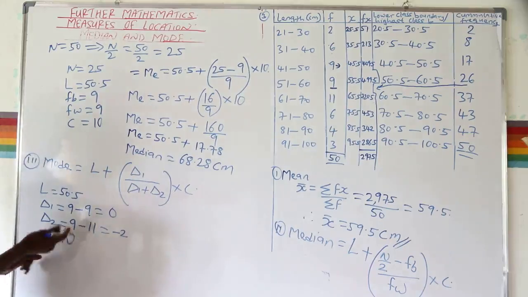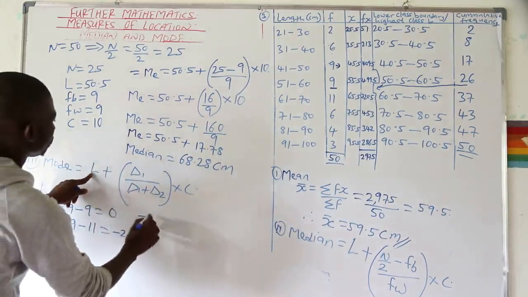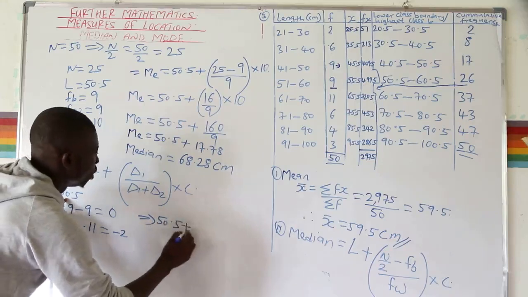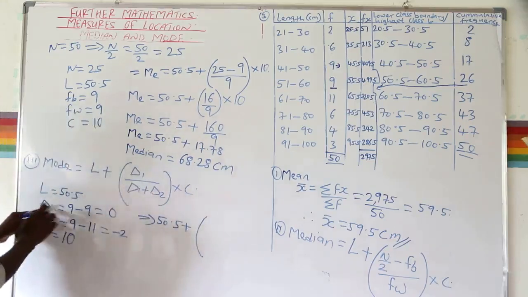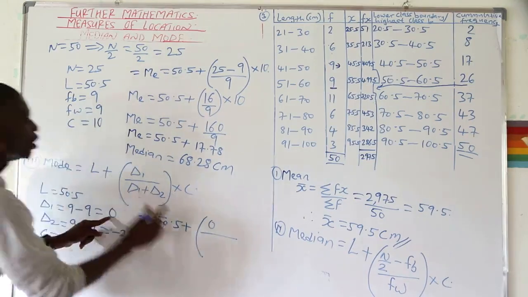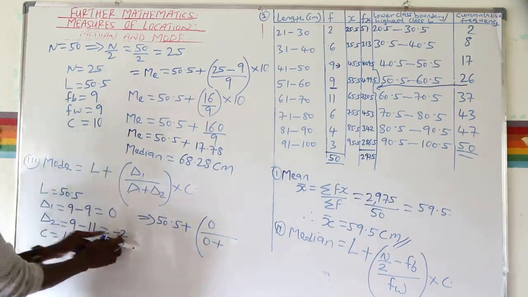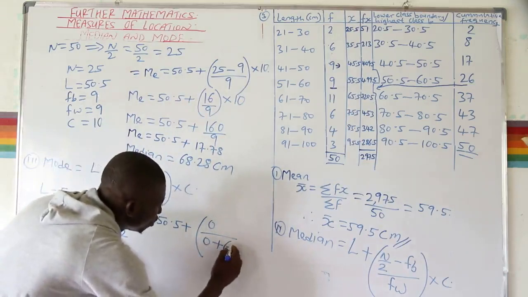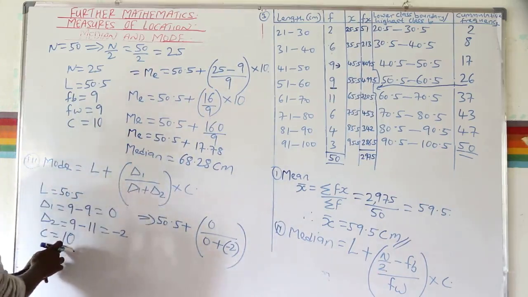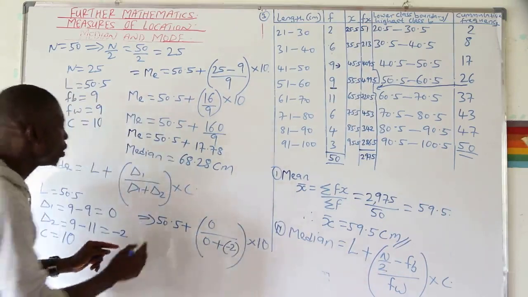So now the next thing is to substitute our values into our formula. Now solution. Our L is 50.5. 50.5 plus bracket change in 1, which is 0, divided by change in 1 again, which is 0, plus our change in 2, which is minus 2. Put it in brackets so it should not confuse you. Close the bracket, then times C. Our class interval is 10. This is times 10.